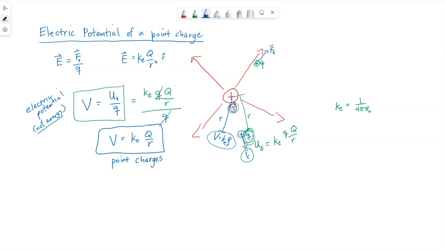It will also work outside of a spherical charge distribution, a uniform charge distribution, and that's because the electric field we found outside of a sphere of charge had the same equation as for a point charge. So R would be measured from the center in that case.